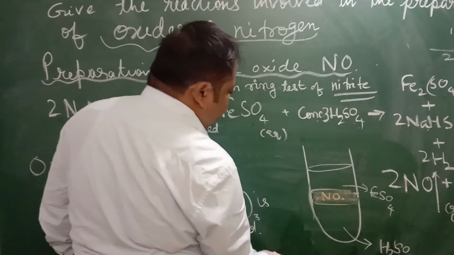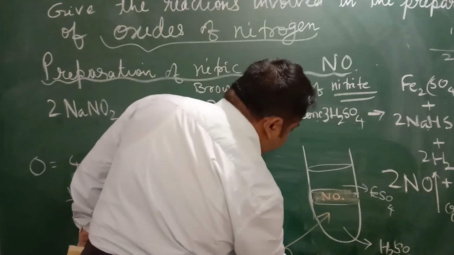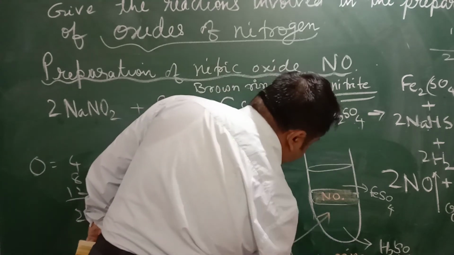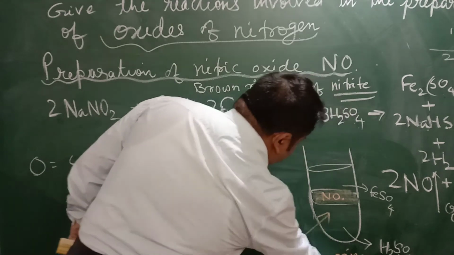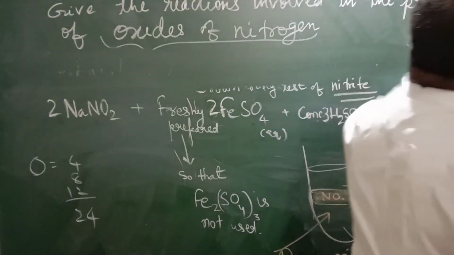So this reaction is also used in brown ring test. So preparation of NO has its use in brown ring test also. So it is a repeated concept, so you can remember for longer time. Now we will see preparation of N2O3.